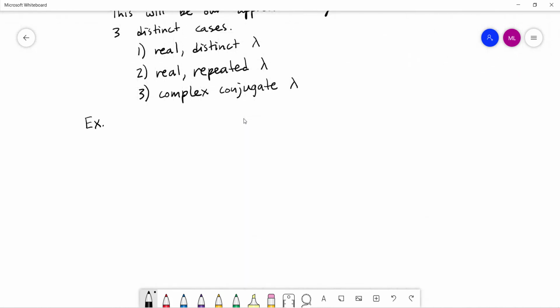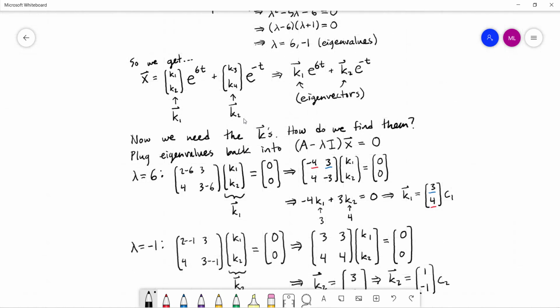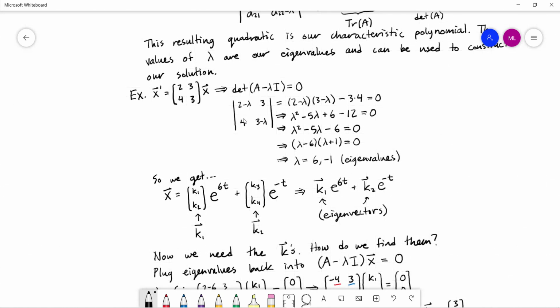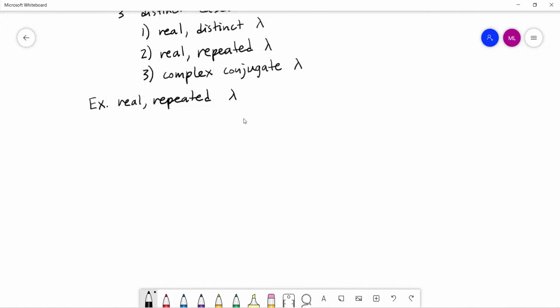So let's take a look at this one. This is going to be an example of a real repeated value of lambda. And so if we want to go back and label this previous example, now that we have dealt with lambdas, this is going to be the real distinct lambda case. So case 1. So here's case 2, real repeated lambda.